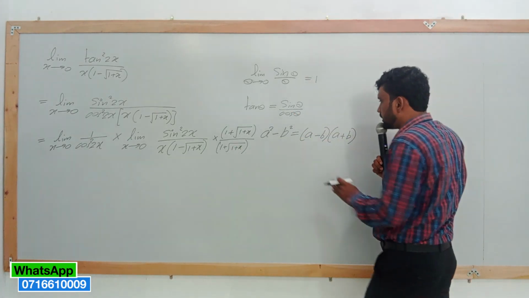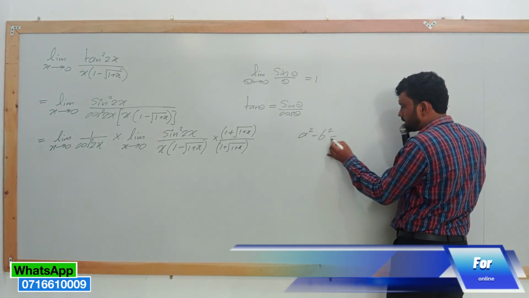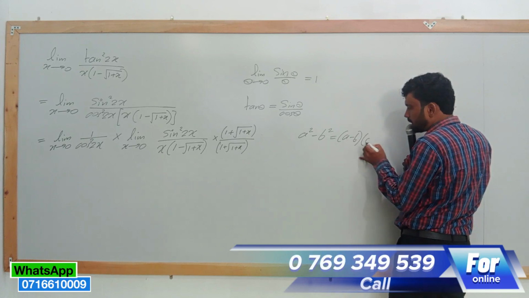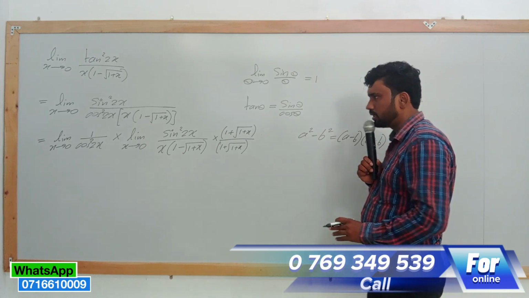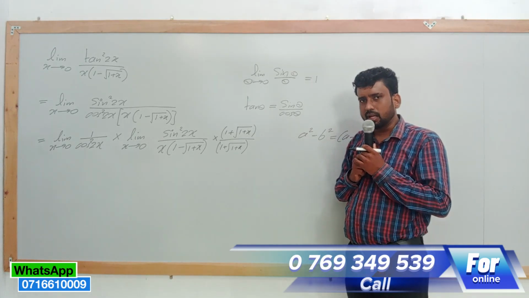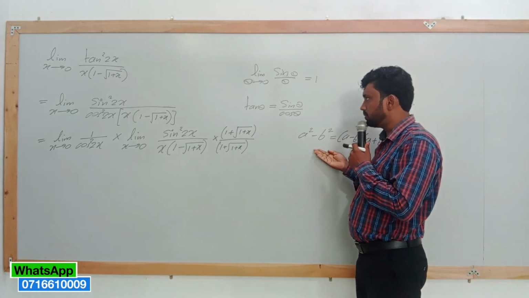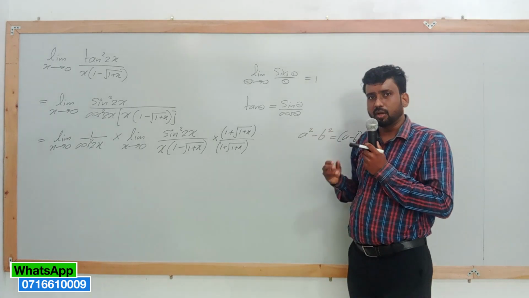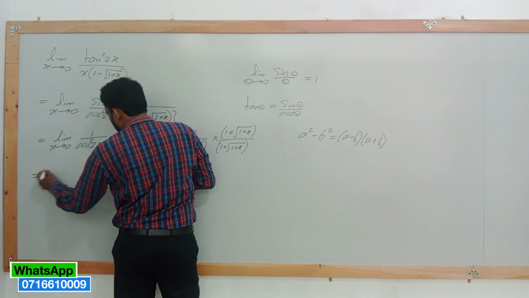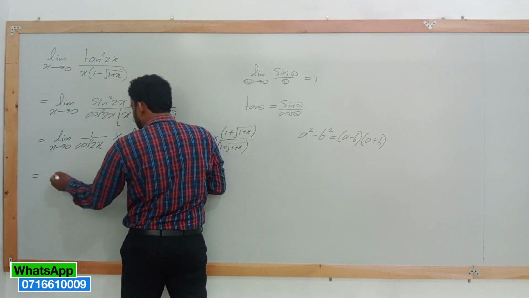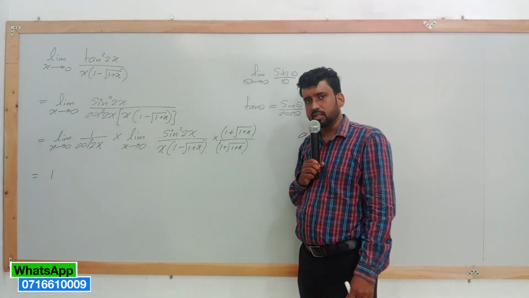Here a square minus b square is a minus b into a plus b. This is the algebraic method, right? This question is limits, but we have the algebraic method, the trig method, everything. Now we know that here cos 0 is 1, therefore that is 1.